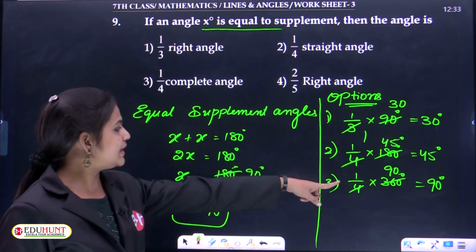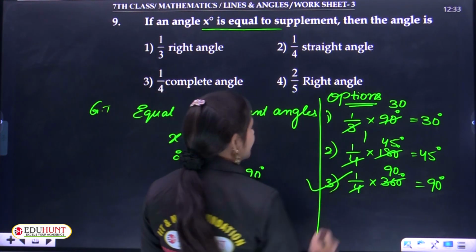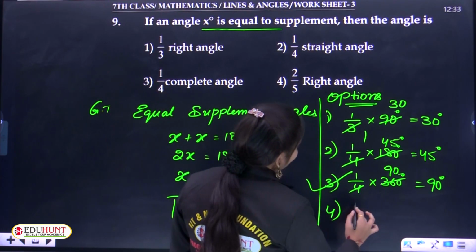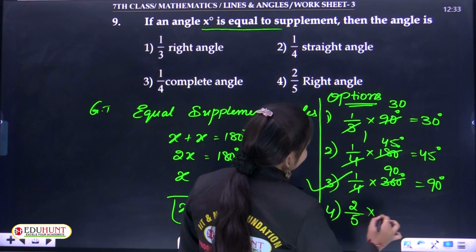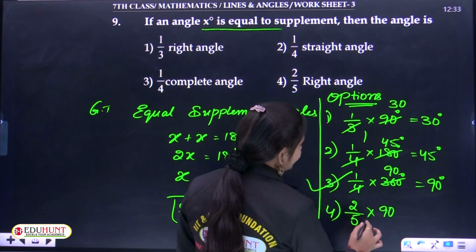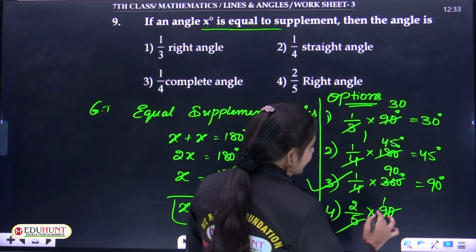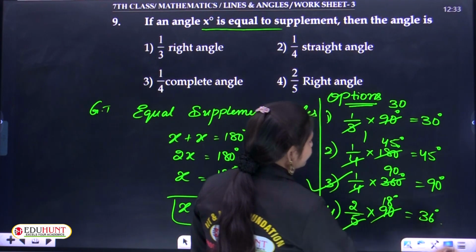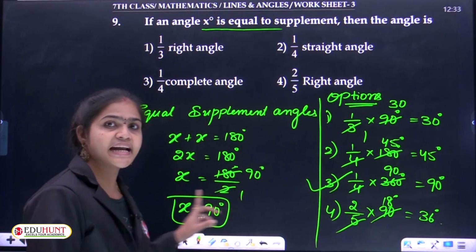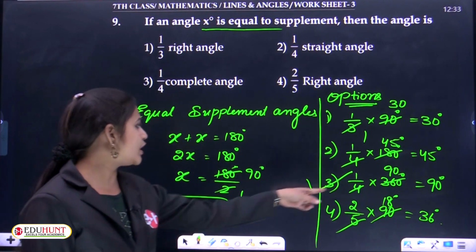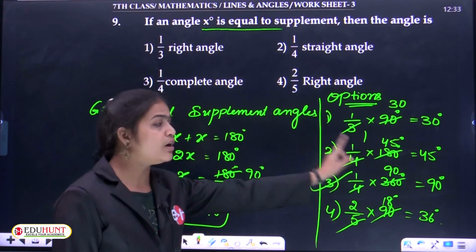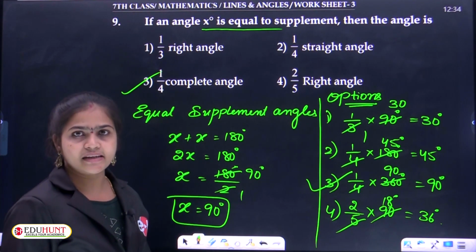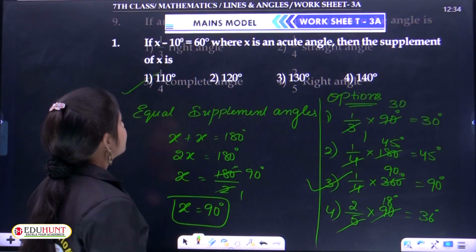x is equal to 90. That answer is there in option 3. Option 4, also check that. 2 by 5 of a right angle. A right angle is 90 degrees only, no? And 2/5 of 90 is 36 degrees. As per this, which option is satisfying? Here we got x is equal to 90. Option 3 satisfies that, 1/4 of a complete angle. Okay? Yes.